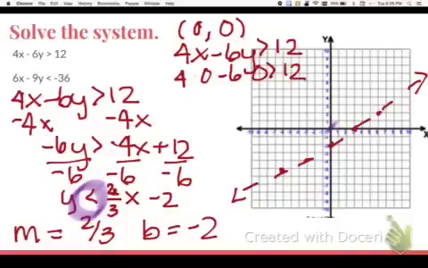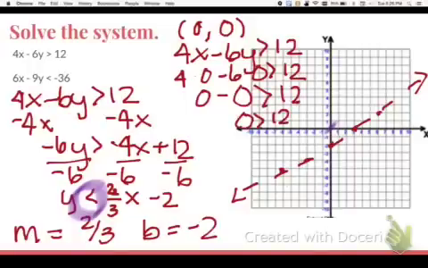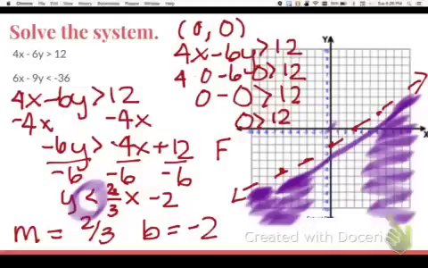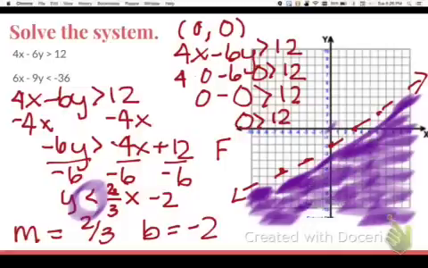All right, so I plugged in 0 for x and 0 for y. 4 times 0 is 0, minus 6 times 0 is 0. So is 0 greater than 12? That is false. 0 is not greater than 12, so that means that half plane that contains 0, 0 does not contain the solution set. So that means I'm going to shade away from the ordered pair 0, 0. So anything that's in this purple region is in my potential solution set.